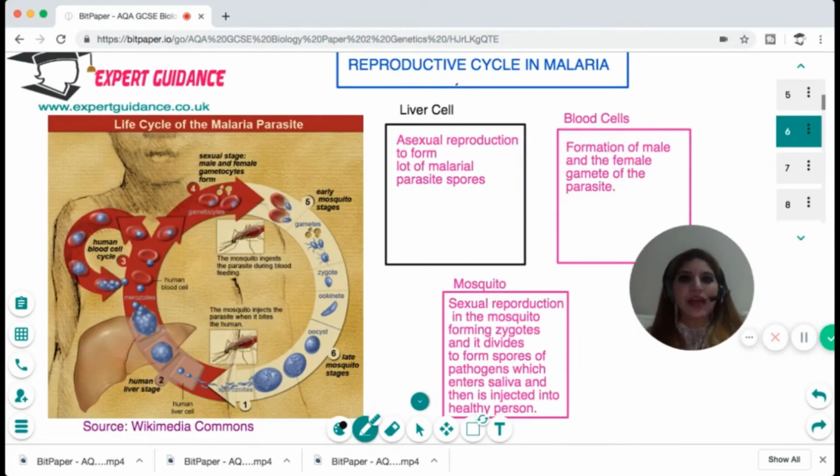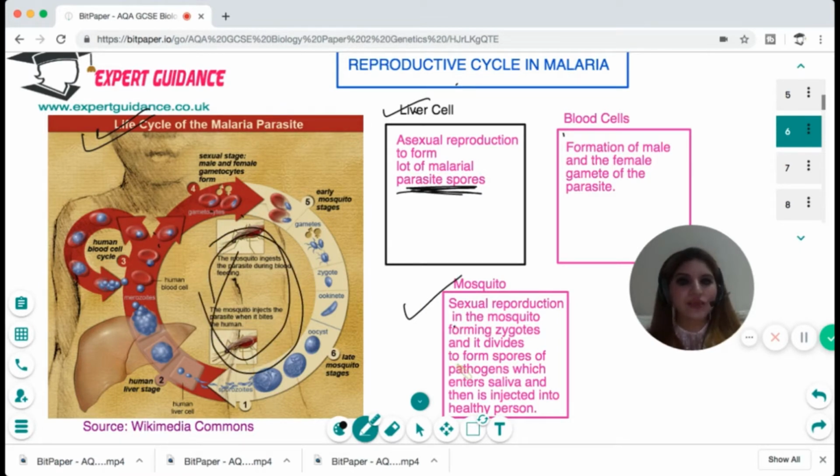In malaria, the life cycle is a little different as it involves a human cell as well as a mosquito. In the liver cell, the asexual reproduction to form the malarial parasite spores happens. In the blood cells, there is the formation of the male and female gametes, and the sexual reproduction takes place in the mosquito, and inside the mosquito, the male and female gametes fuse to form a spore, and this spore is now ready to be released into a healthy individual whenever a mosquito bites a healthy person, and the cycle continues.